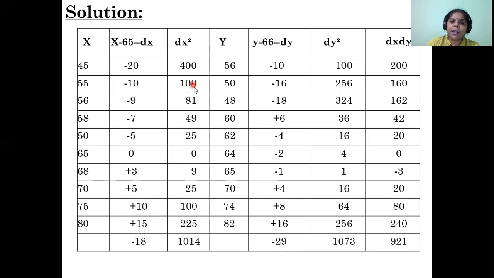Okay, this is dx, x square column, dx square column. Now as it is, as I told you, the y column you have to write as it is, the values whatever there in the problem. Write whatever is there in the problem neatly. After writing, see students here, y minus 66. In these numbers, I took 66 as my assumed mean.